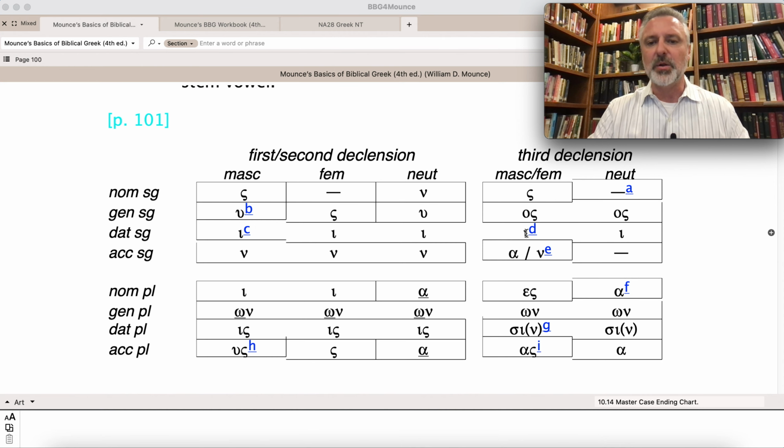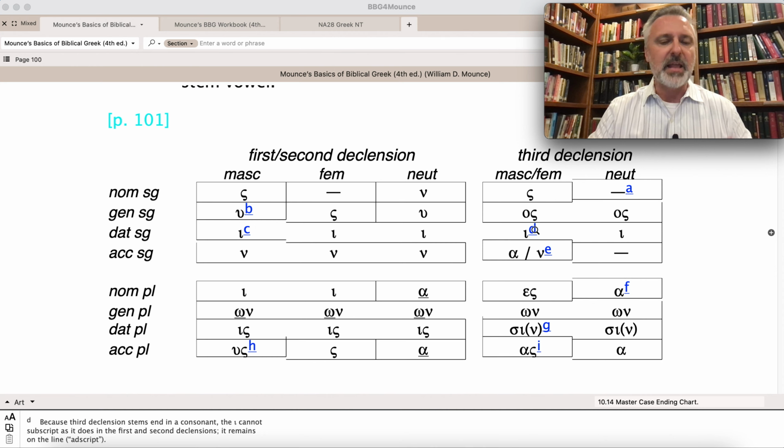But we have iotas. And that's what the footnote says here: because the third declension stems end in a consonant, the iota cannot subscript as it does in the first and second declensions. It remains on the line in that way.